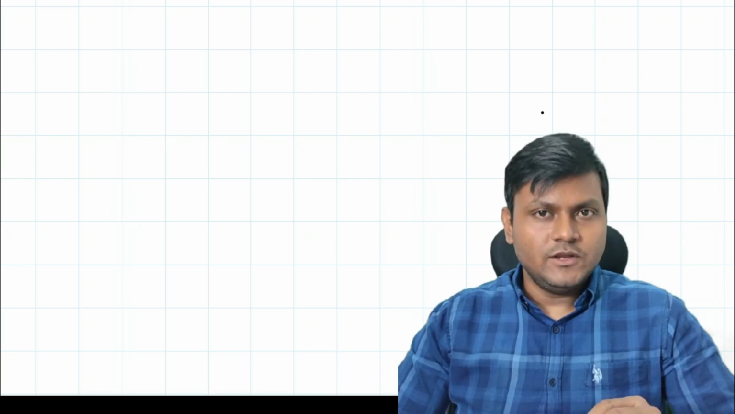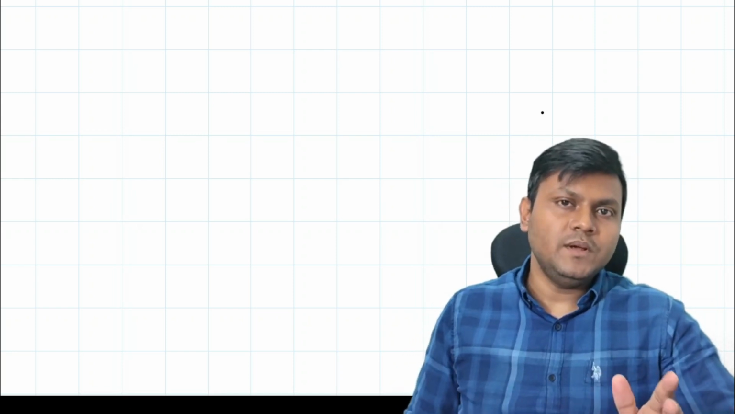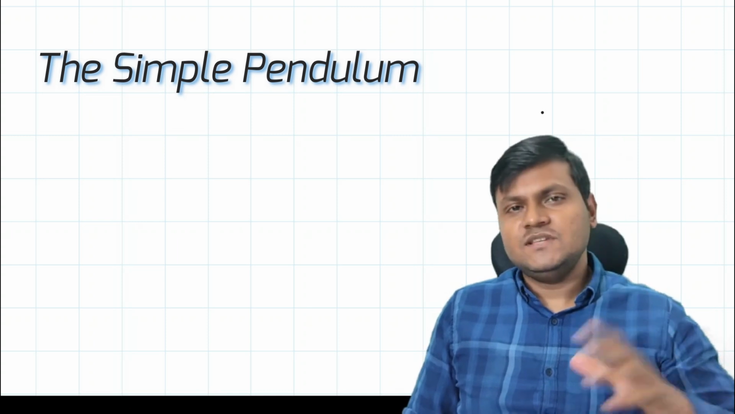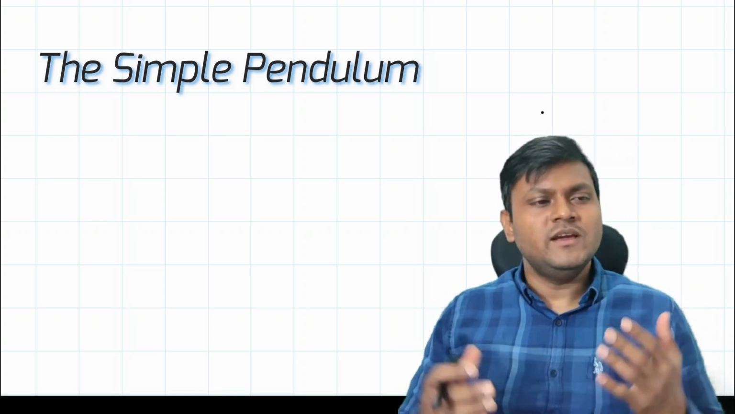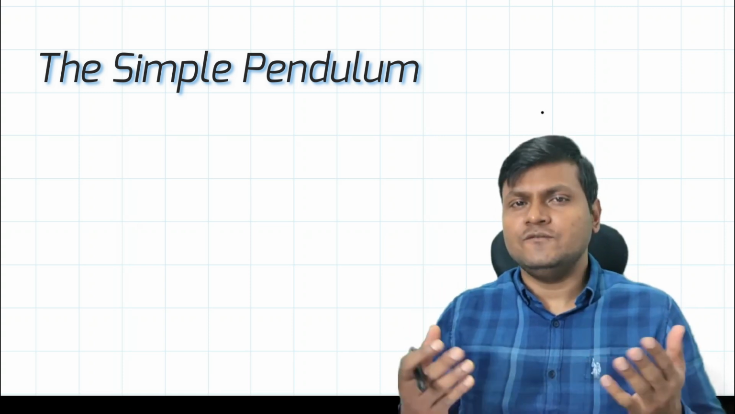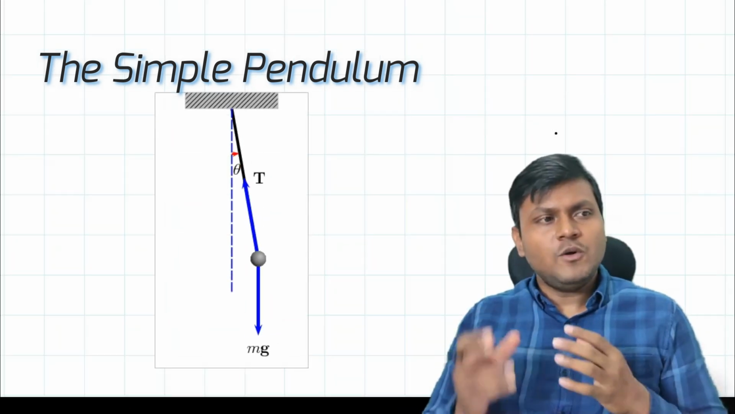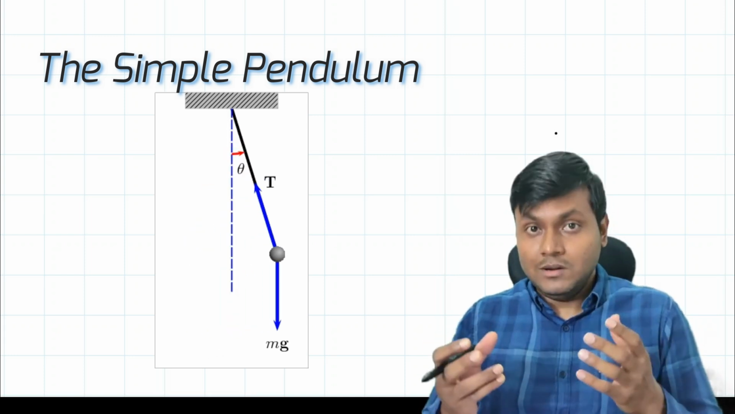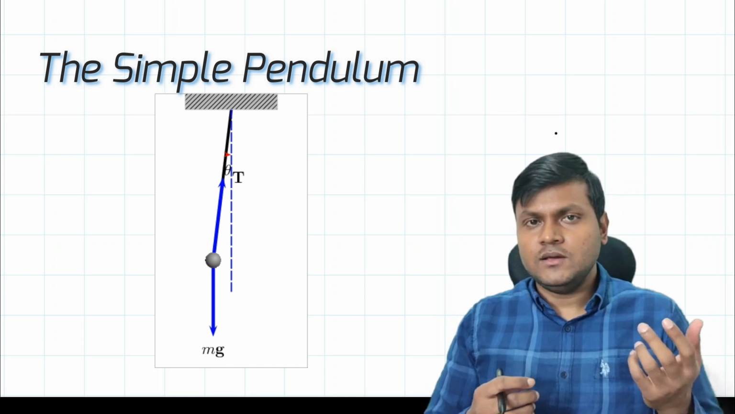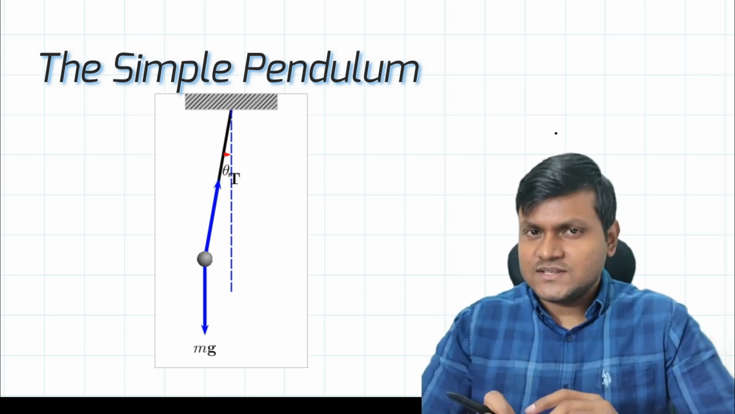So in today's video, I'm going to talk about the simple pendulum. So you may have seen that objects that are hanging from some point usually create some kind of a to and fro, back and forth oscillations. Now, if you have an object that can be approximated by a point mass, like a ball that is hanging from a string, that kind of a setup is known as a simple pendulum.